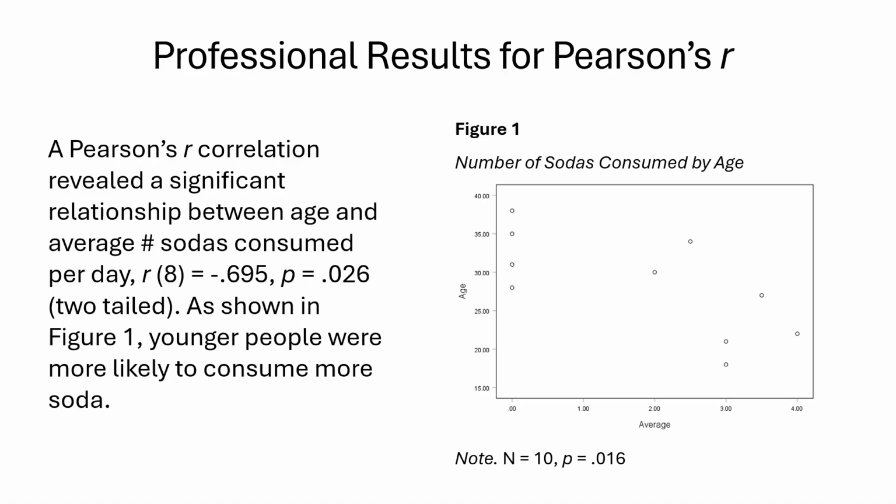So this says, a Pearson's R correlation revealed a significant relationship between age and average number of sodas consumed per day. The R degrees of freedom is 8, negative 0.695, p-value of 0.026, two-tailed. As shown in figure 1, younger people were more likely to consume more soda.